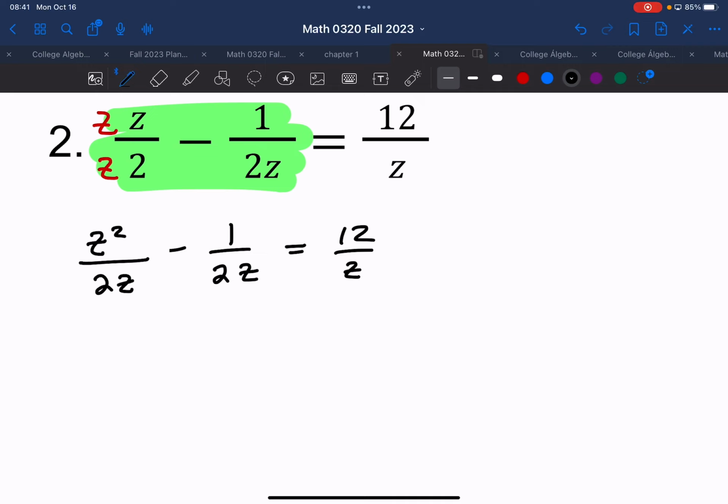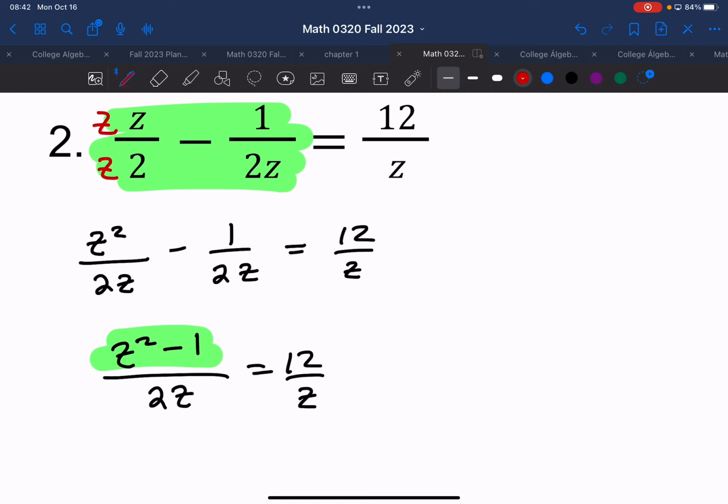Okay. Still looking at the left side, now that I have a common denominator, I can combine my numerators. So I have z squared minus 1 over 2z is equal to 12 over z. Is there anything I can simplify before I start cross multiplying? Yes. Which part? The numerator of the left side. Good. The numerator here, what does this look like? A perfect square. So what would be my factors? Good. Z plus 1, z minus 1.